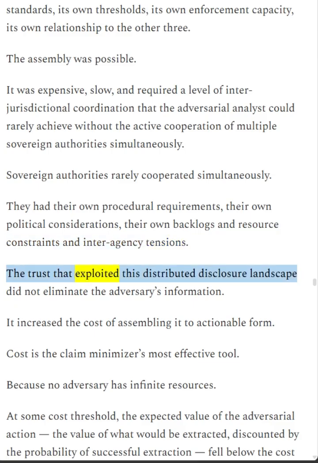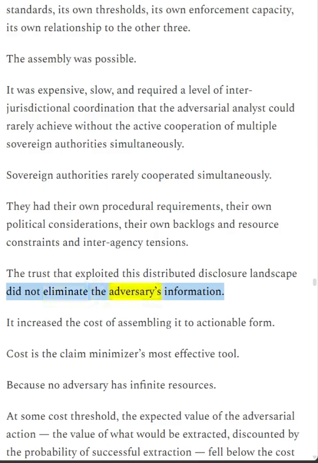The trust that exploited this distributed disclosure landscape did not eliminate the adversary's information. It increased the cost of assembling it to actionable form.